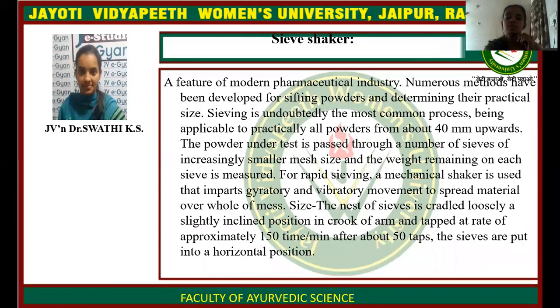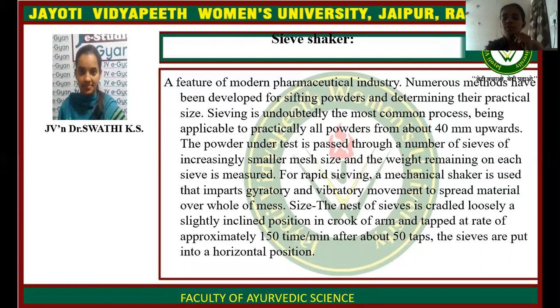Next, sieve shakers. A feature of the modern pharmaceutical industries is that numerous methods have been developed for sifting powders and determining their particle size. Sieving is undoubtedly the most common process, being applicable to practically all powders from about 40 mesh upwards. The powder under test is passed through a number of sieves of increasingly smaller mesh size, and the weight remaining on each sieve is measured.